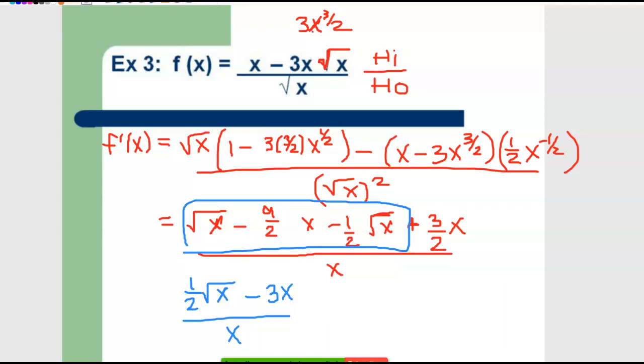And now, because you have a single base and a top, you can split that. So x to the 1/2 divided by x gives 1 over 2 square roots of x, because 1/2 minus 1 is negative 1/2, so that goes to the bottom. Minus 3, because x over x is 1.